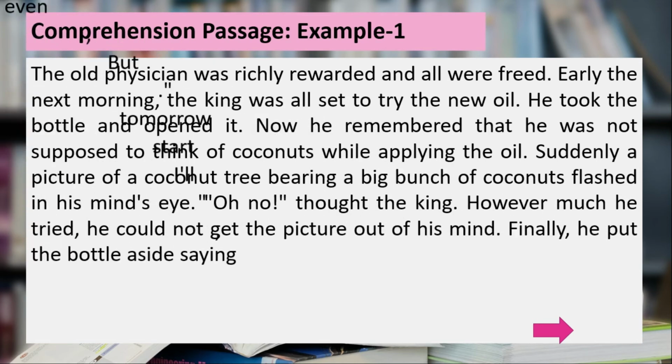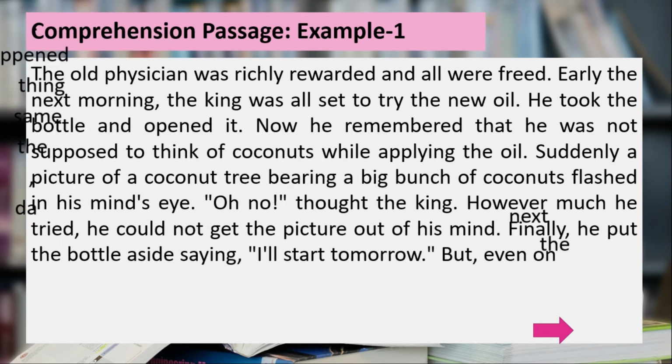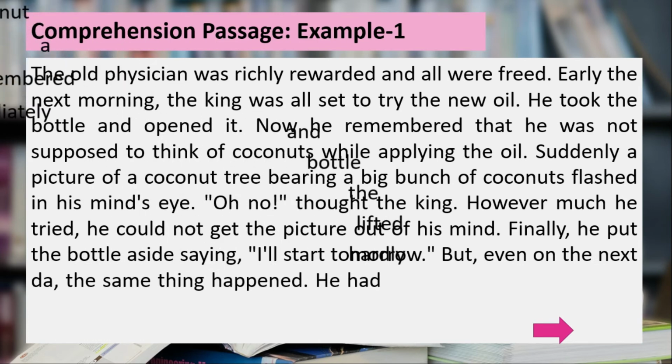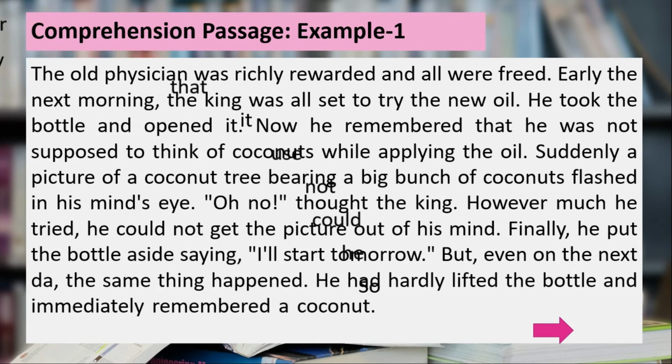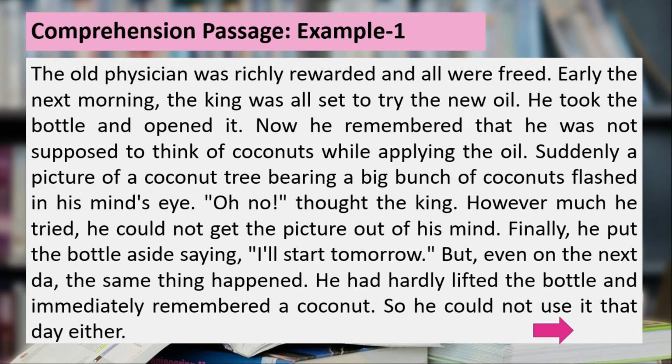Each time he remembered that he was not supposed to think of coconut, that means each time he remembered coconut. Suddenly a picture of a coconut tree bearing a big bunch of coconuts flashed in his mind's eye. "Oh no," thought the king. However much he tried, he could not get the picture out of his mind. Finally, he put the bottle aside, saying, "I'll start tomorrow." See, each time he went to apply the oil, he remembered coconut.